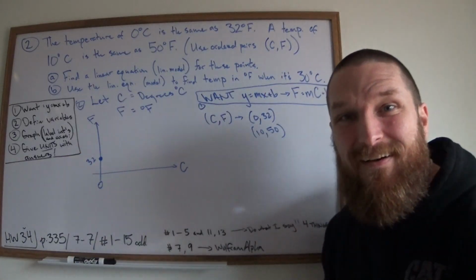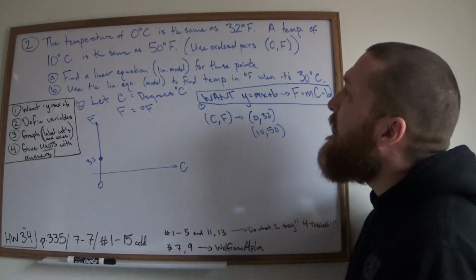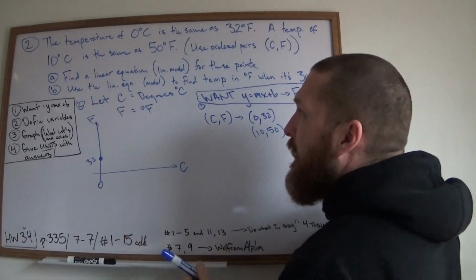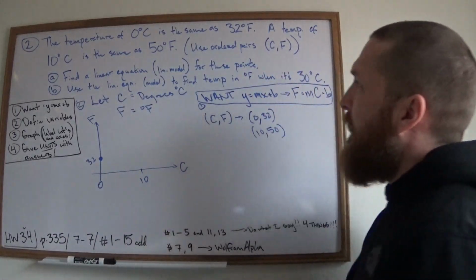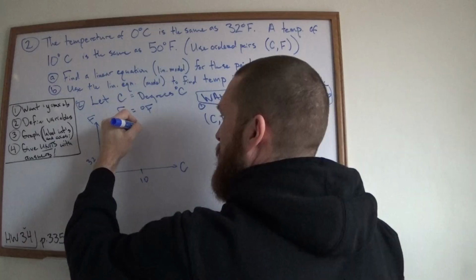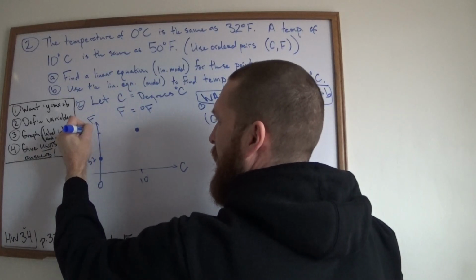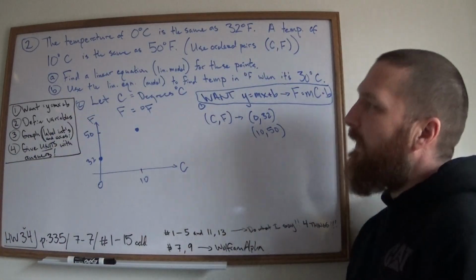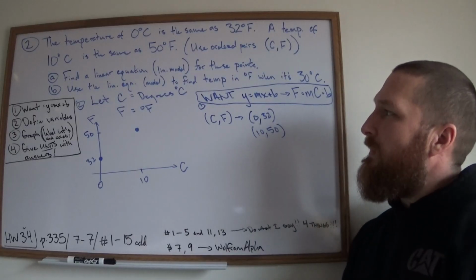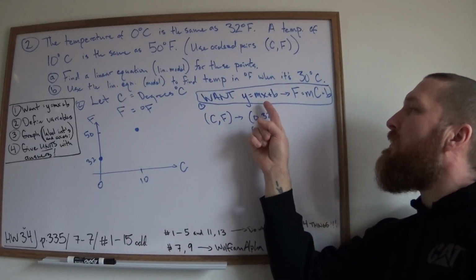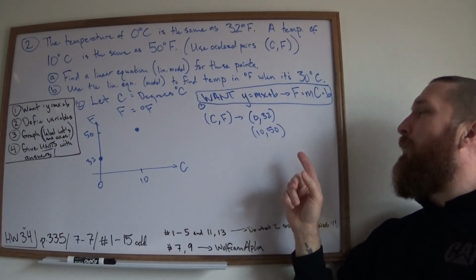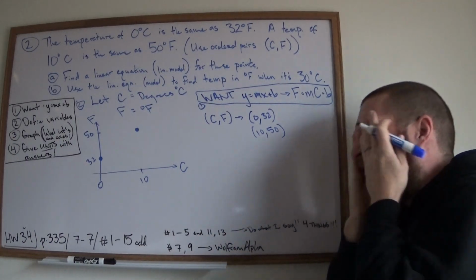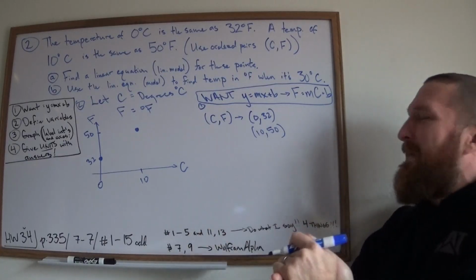Hey, one of our intercepts is already done. That's nice. Now, the other one, when C is 10, then F is 50, so it's higher up. 50. All right, cool. Now, it says find a linear equation. Oh, yeah, we want a y equals mx plus b, or an F equals mC plus b.